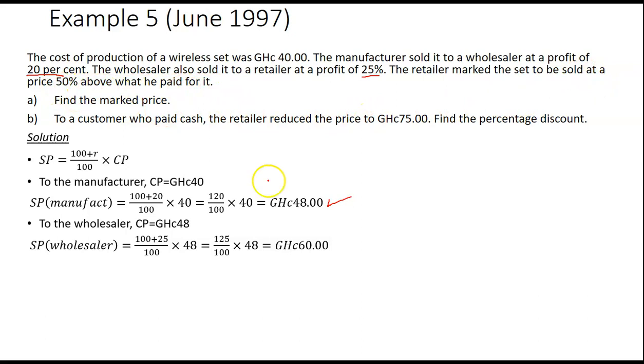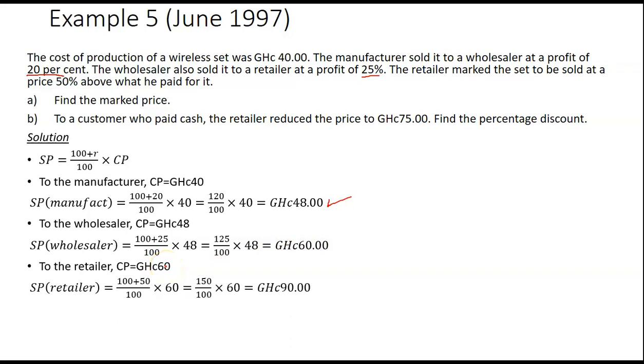Now, look at this. If this is the selling price of the wholesaler, then meaning the retailer too will buy it at that price. So to the retailer, are you with me? His cost price will be 60 Ghana cedis, because the wholesaler is selling it to him. So his cost price will be 60 Ghana cedis. You can see this question in theory.